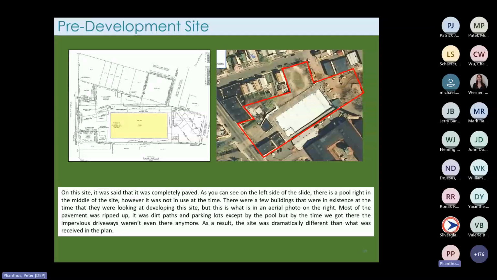Most of the pavement was ripped up. It was dirt paths and parking lots except by the pool. But by the time we got there, the impervious driveways weren't even there anymore. So in all, the site was dramatically different than what we had received in the plan.